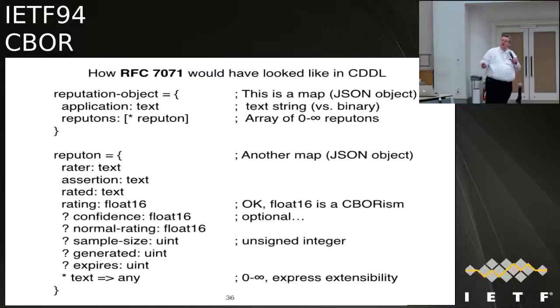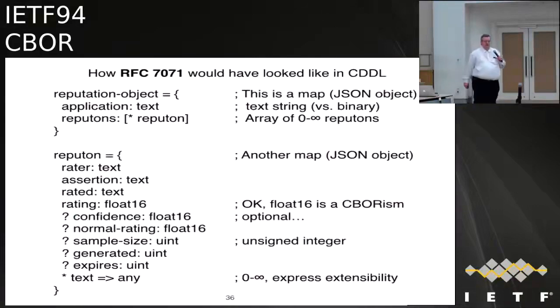And the reputon is a map that has a rater, which is a text, an assertion that it is a text, a rated that it is a text, a rating, which, well, okay, we took a little liberty here, is a float 16, assuming that you don't need a lot of accuracy on that rating. And then it has a number of optional components: confidence, normal rating, sample size is an unsigned integer, generated is an unsigned integer, expires is an unsigned integer, and then it has some extensibility, so you can go ahead and define additional entries for that map.